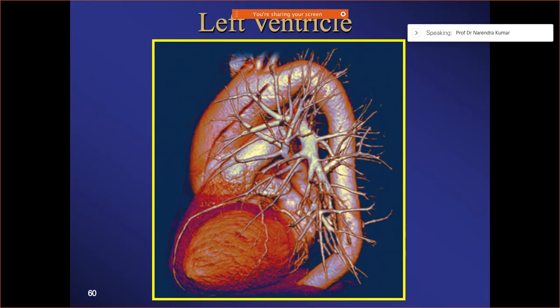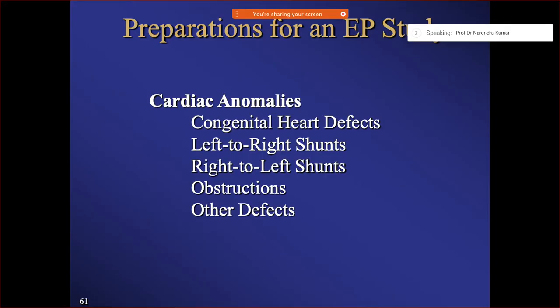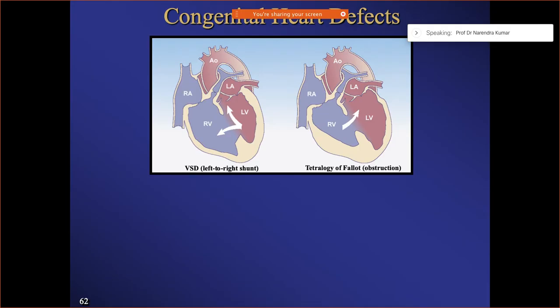So this is a beautiful CT angio of the heart, and to do an EP study, especially in different cardiac anomalies, it is very important to consider congenital heart disease: left to right shunt, right to left shunt, obstruction, and other defects as well. Congenital heart defects are structural anomalies of the heart and great vessels present since birth, and most are amenable to surgical repair with good result and long-term survival.